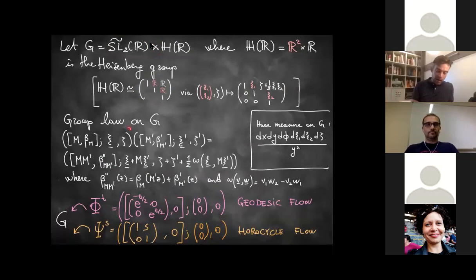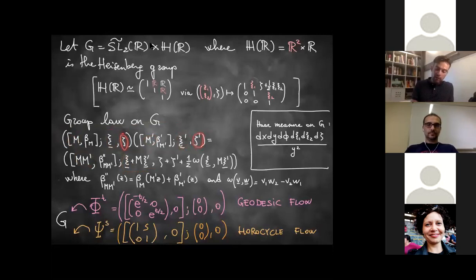And here is how the group law works. It's a little complicated, and I don't expect you to digest this. I just want to somehow explicitly write down the group law so you can see that it's very explicit: the two matrices multiply like matrices do. The vectors multiply in the way affine transformations multiply, so you have the first vector plus the first matrix times the second vector.